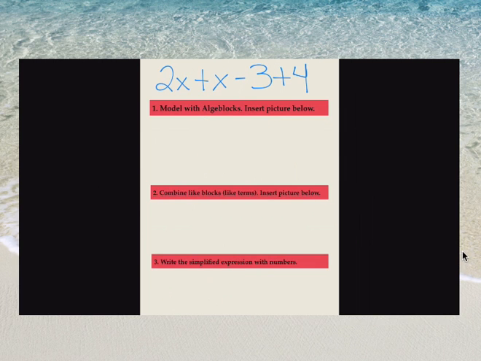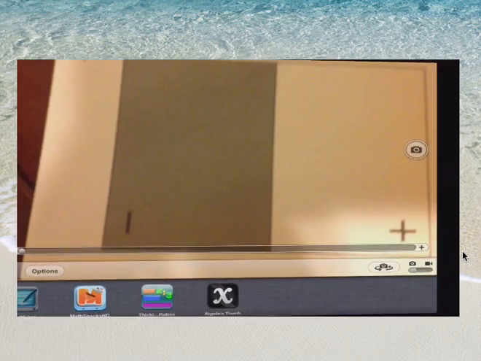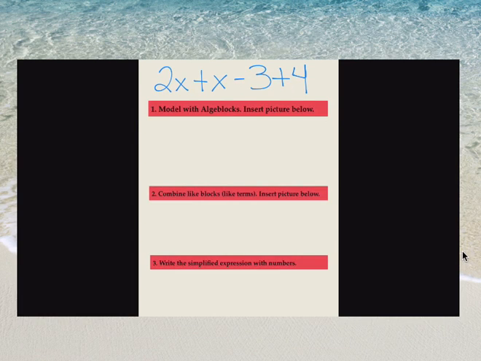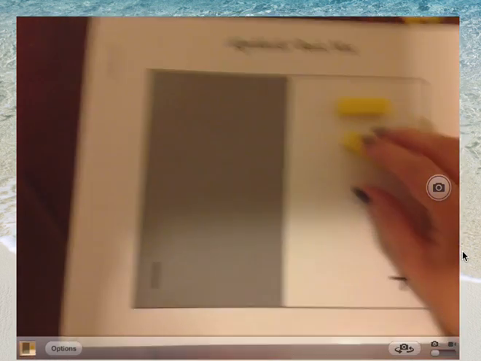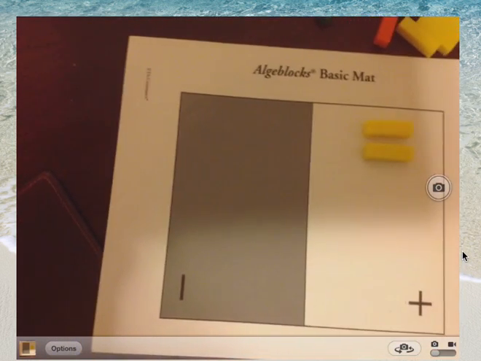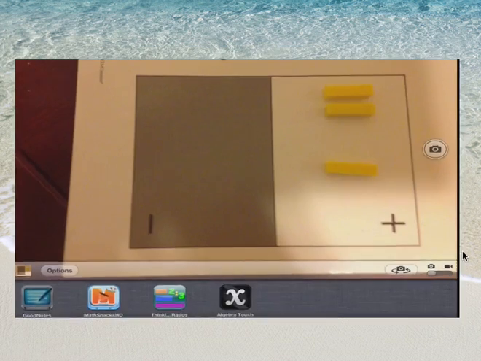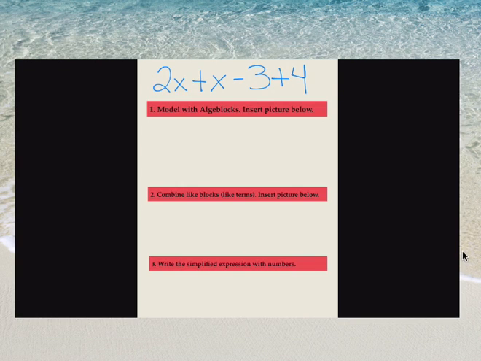Okay, this one's a little bit harder, but we can do it. We've got 2x plus x minus 3 plus 4. Okay, remember step 1, model with the algeblocks. So let's pull up our mat. So let's just refresh our first steps. We've got 2x and that is positive, so I'm going to put 2x over on the positive side of my mat. Then I had a plus 1 single x, so again I'm going to put 1 single x over on my positive side. Then I've got minus 3 plus 4.